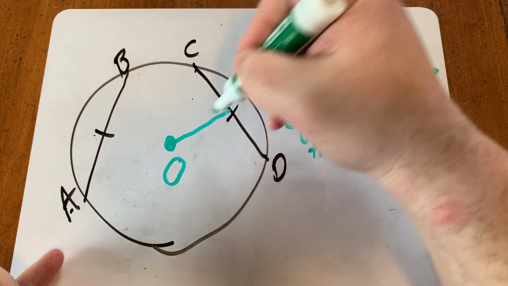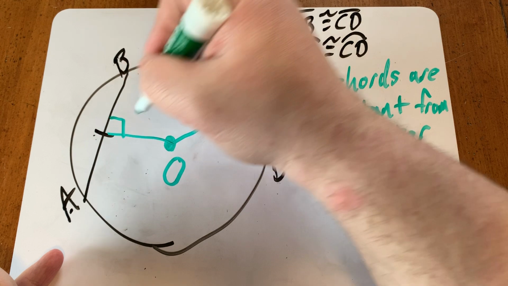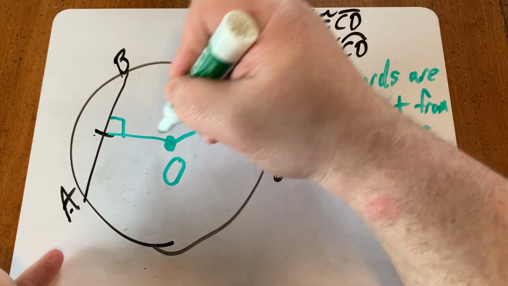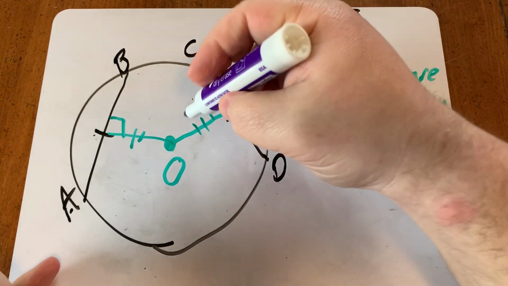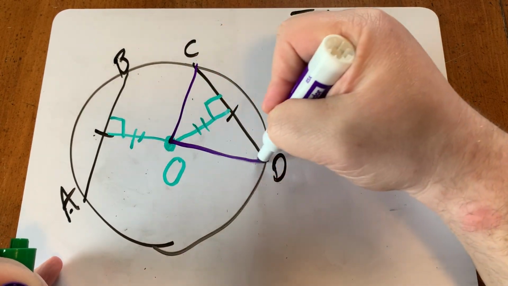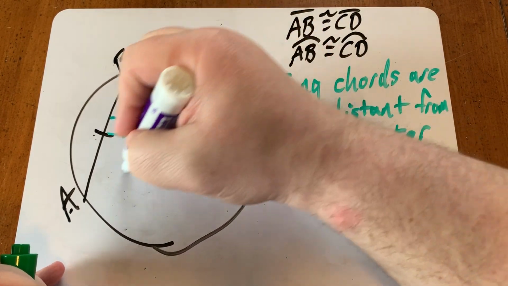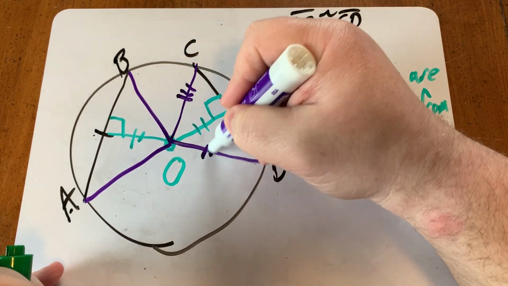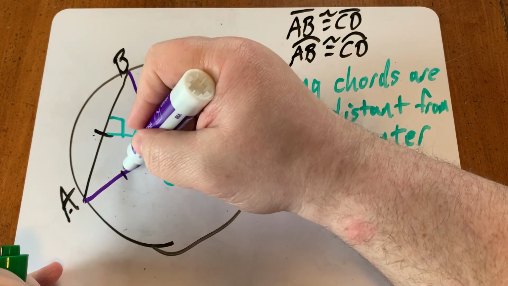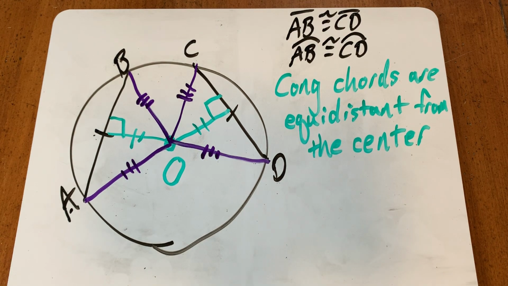Remember, if we're doing a distance from a point to a line, it is perpendicular. So we are saying that is congruent to that. Once again, we can go back to our old standby of congruent triangles. So if I draw the radii OA, OB, OC, and OD, we know that these are all congruent. By the definition of a circle, all the points are equidistant from the center. So we know those are congruent.